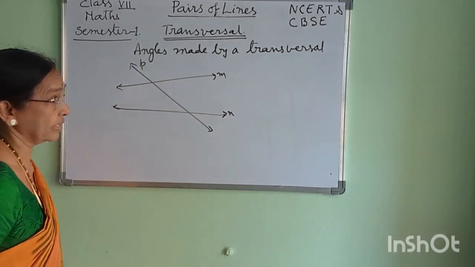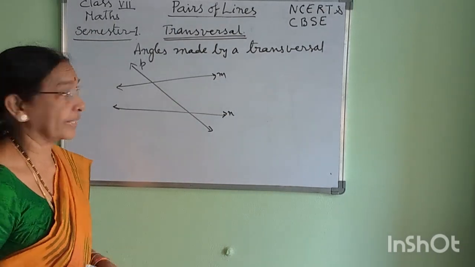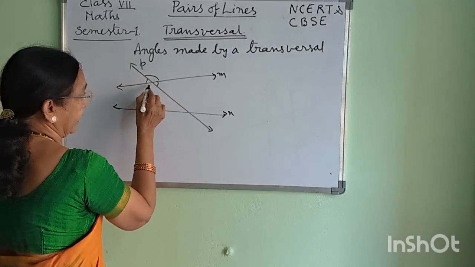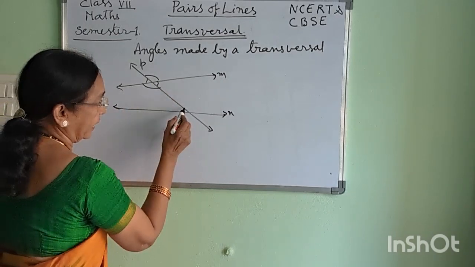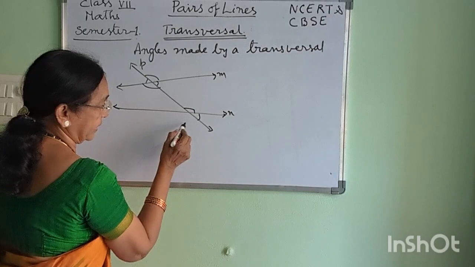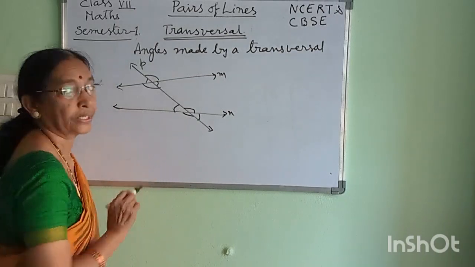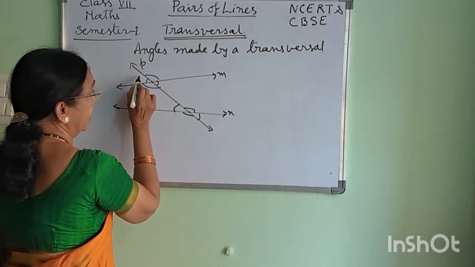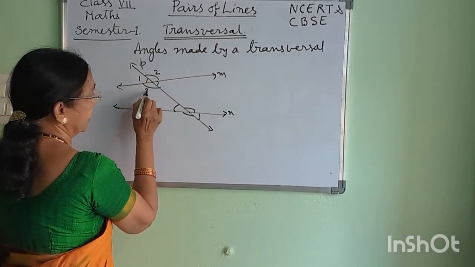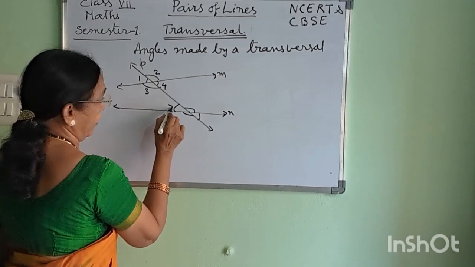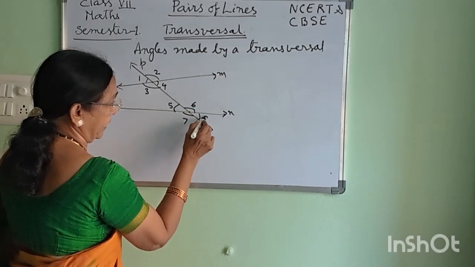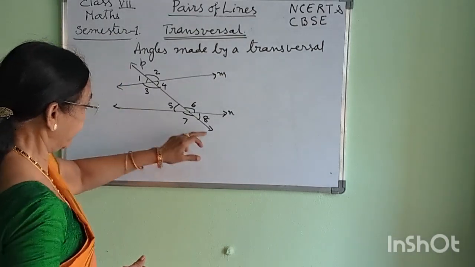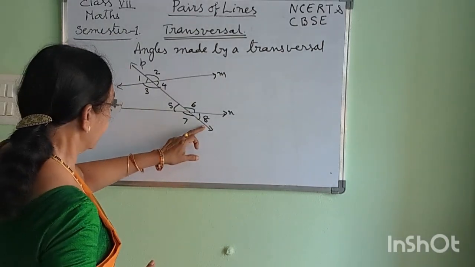This transversal is making different angles. See, this is an angle, this is an angle, this is an angle, and this is an angle. Similarly, this is an angle, this is an angle, this is an angle, this is an angle. There are 8 different angles. Let this angle be 1, this is 2, this is 3, 4, 5, 6, 7, 8. So P is the transversal.